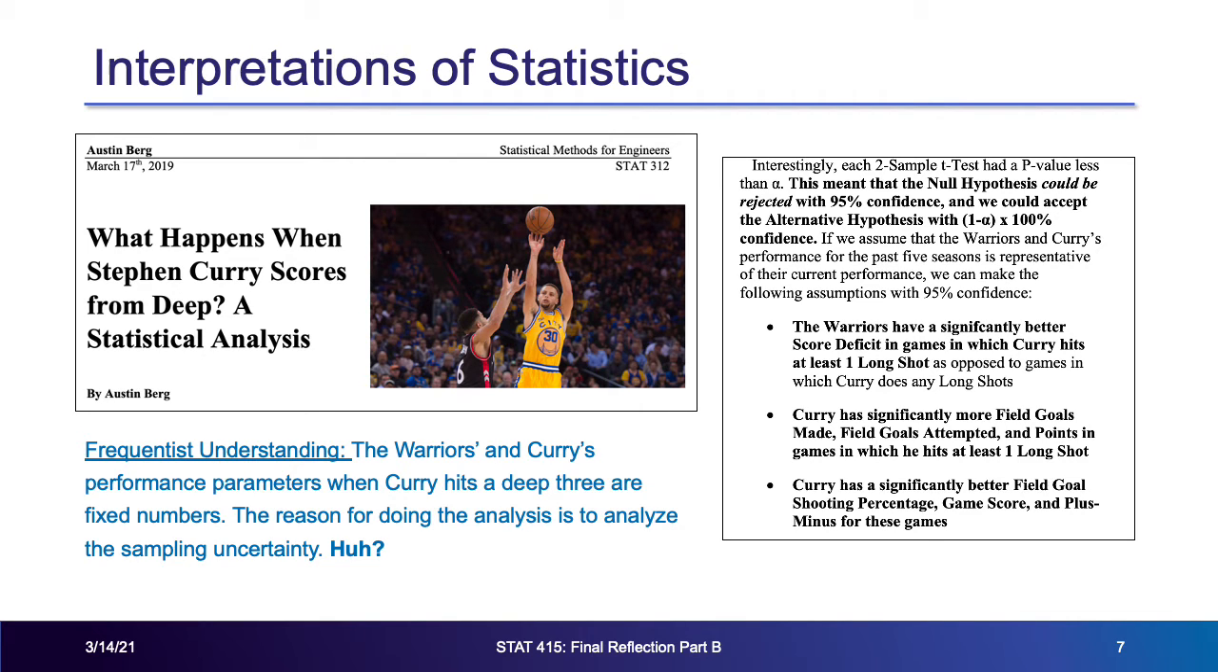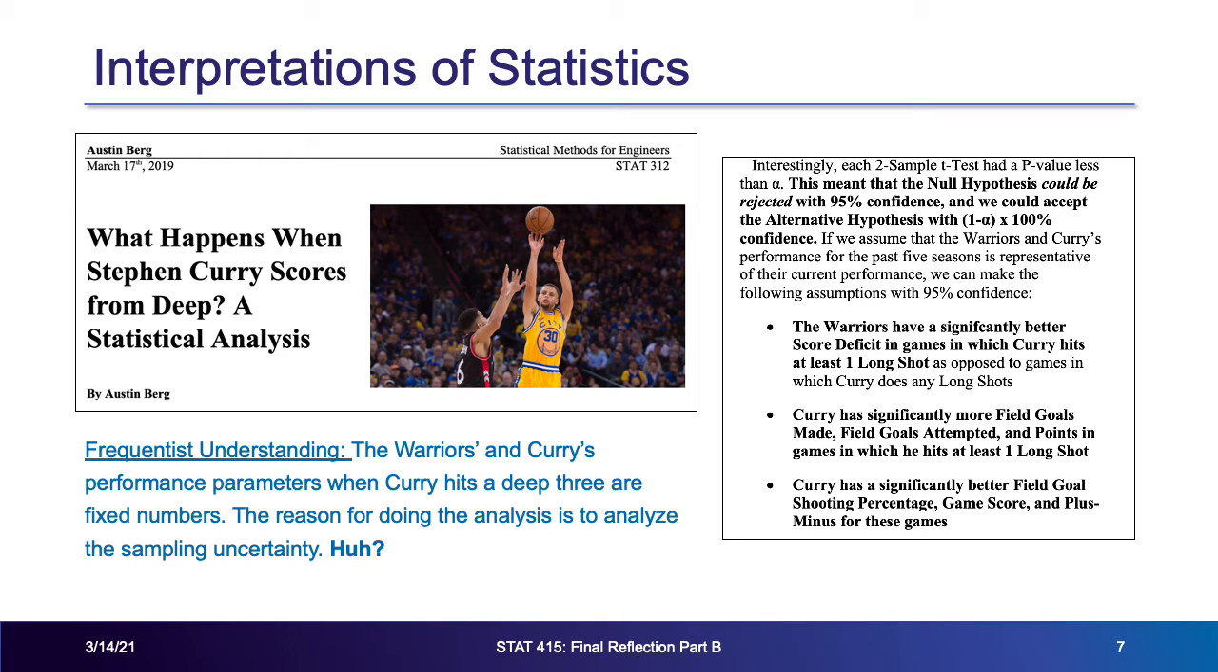So it was a little hard at the time for me to wrap my head around the reasoning philosophy behind the frequentist statistics here, because they effectively, you understand that the performance of Curry and the Warriors when Stephen Curry makes one shot from 3 feet beyond the arc are fixed numbers. So these performance parameters, score deficit, field goals made, field goals attempted, points, and game score plus minus, basically these things I have over here on the right, those are fixed numbers if Stephen Curry hits one shot from 3 feet beyond the arc. So that just doesn't make too much sense philosophically.